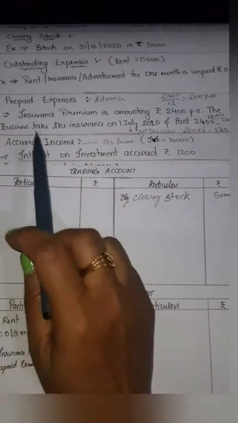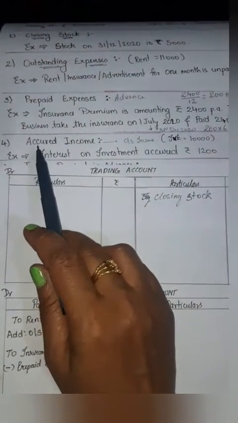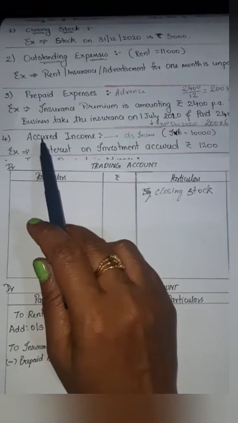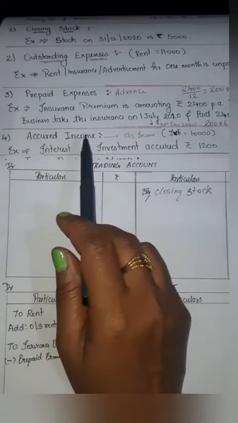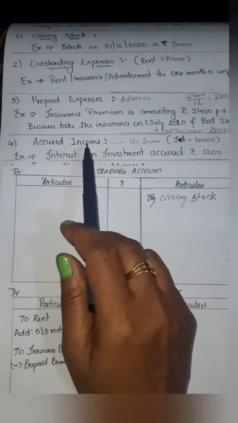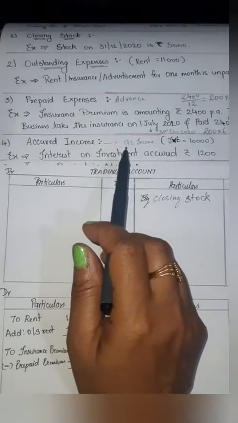Now students, after prepaid expenses, the next adjustment which you have to learn is accrued income. Accrued income means it's like outstanding income.